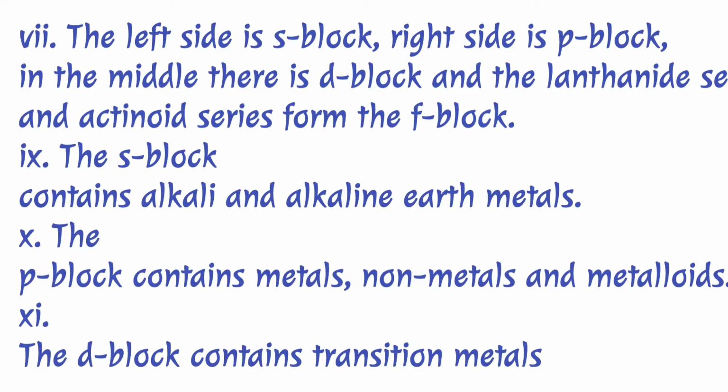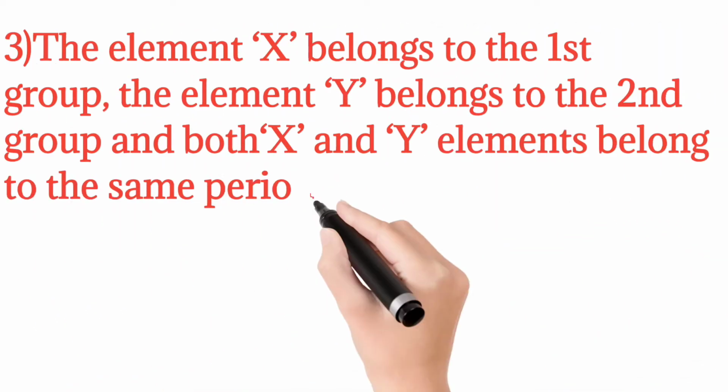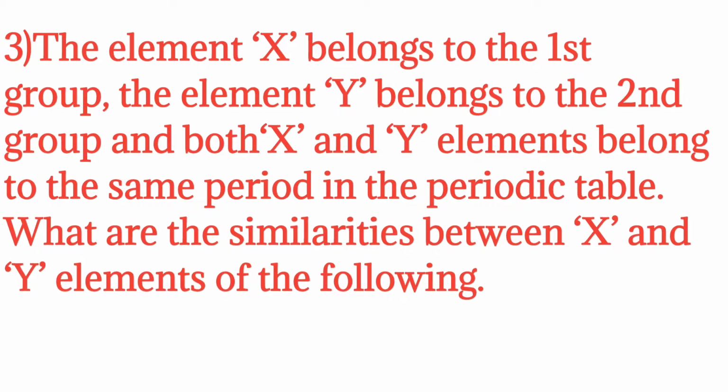P block contains metals, non-metals and metalloids. What does p block contain? Metals, non-metals and metalloids. The d block contains transition elements. So d block has transition metals. Now what is the third question? The element X belongs to the first group, the element Y belongs to the second group, and both X and Y elements belong to the same period.